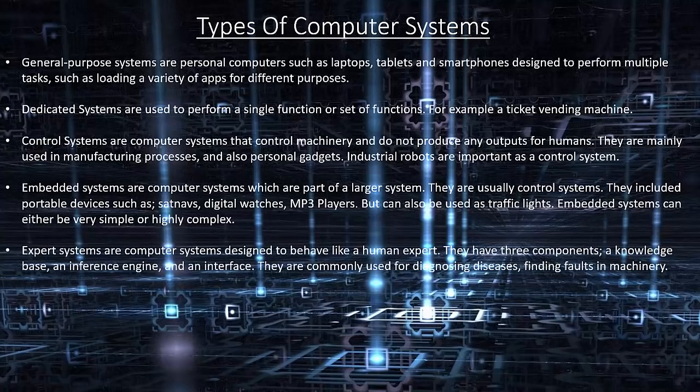Expert systems are computer systems designed to behave like a human expert. They have three components: a knowledge base, an inference engine, and an interface. They are commonly used for diagnosing diseases, finding faults in machinery.